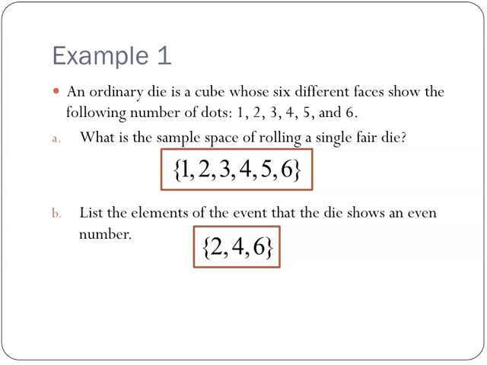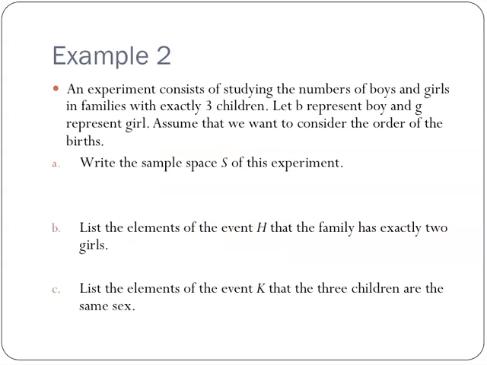All right, take a look at example 2. An experiment consists of studying the numbers of boys and girls in families with exactly 3 children. Let B represent boy and G represent girl. Assume that we want to consider the order of the births. Okay, so we want to first start by writing the sample space S of this experiment. So we want to come up with all the different ways that we can have boys and girls with respect to the order of the births. And we're going to go ahead and list all those possibilities because we're writing out the sample space.